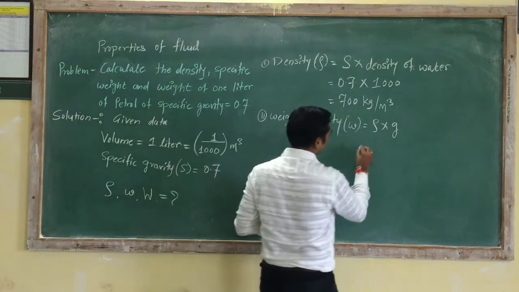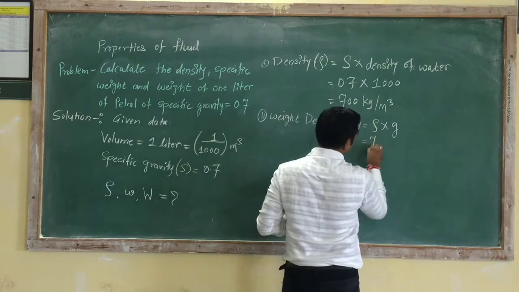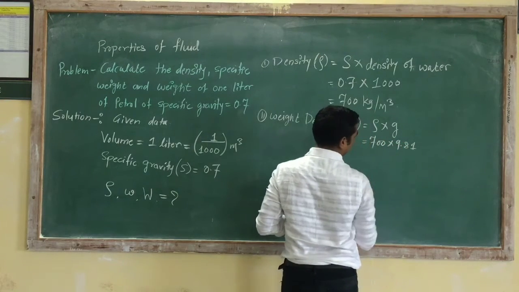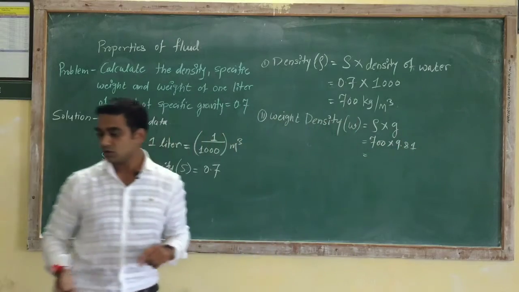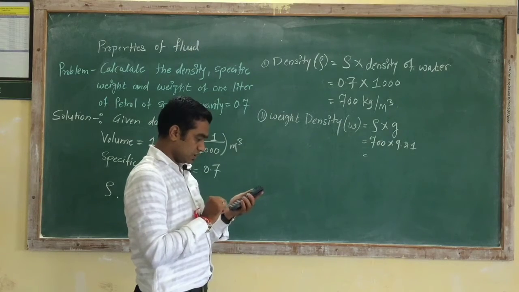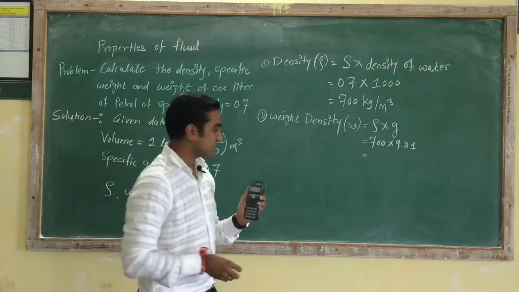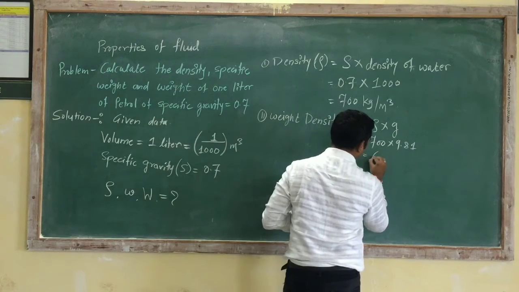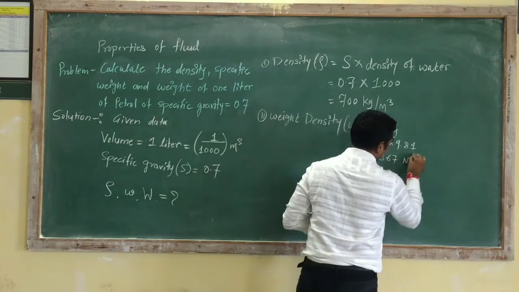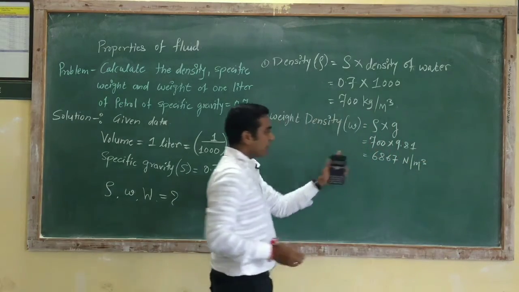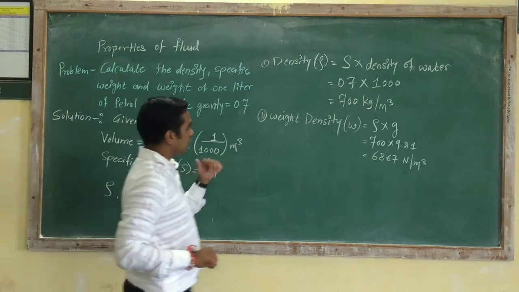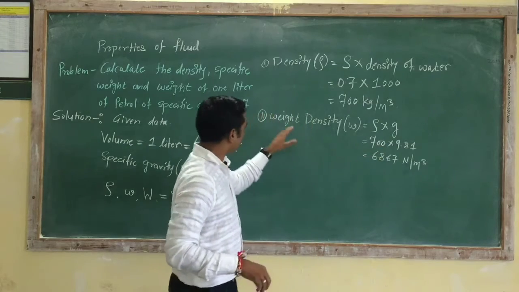Okay, put the values. 700 into 9.81. Find this value. 700 into 9.81, that is 6867 Newton per meter cube. Its value is 6867 Newton per meter cube. Okay, this is all about the weight density.